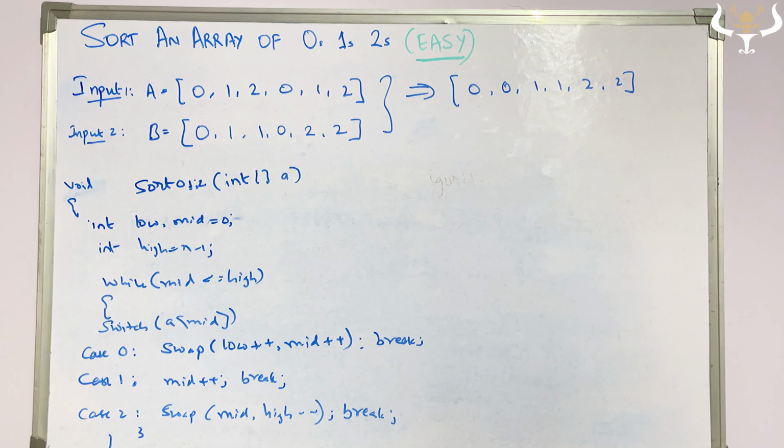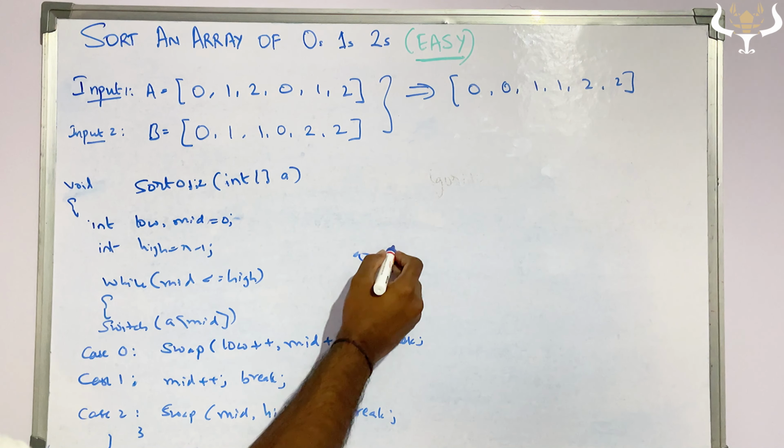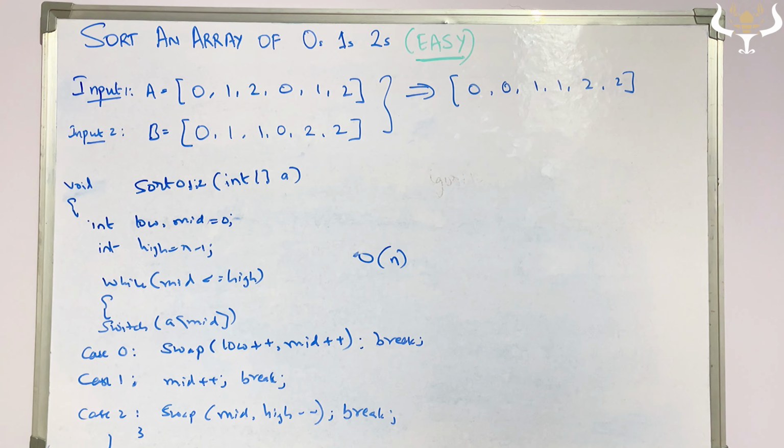So the time complexity would be O of n, because we are traversing the entire array, and the space complexity would be O of 1.